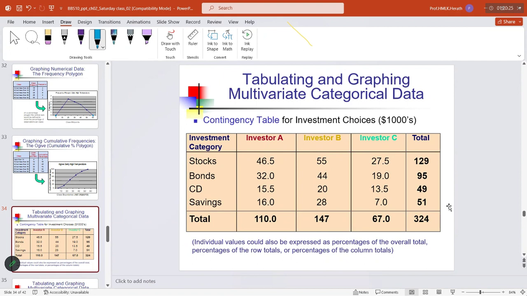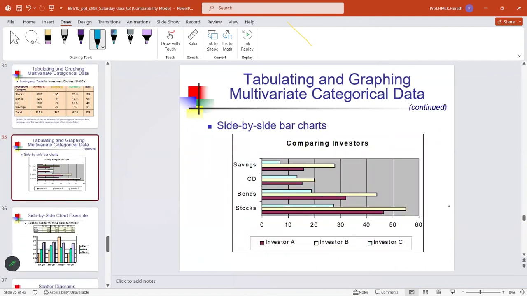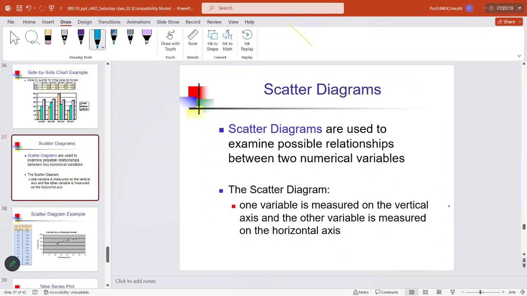The first variable taken into the column is the investment category, and the second variable taken into the first row is the type of investor. So we now have 3 investors investing in 4 different categories of investments, and we can report how much they have spent on each. This kind of table is called a contingency table. We can have multiple graphs like this, bar charts and column charts, without any problem.